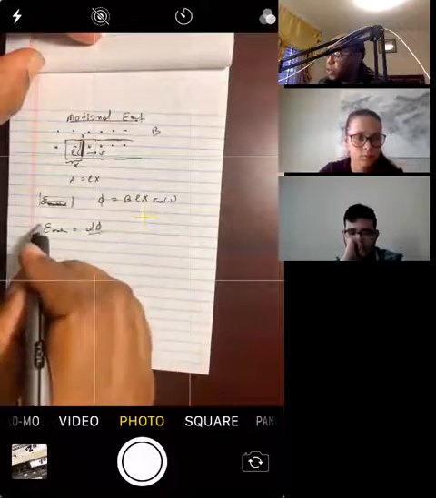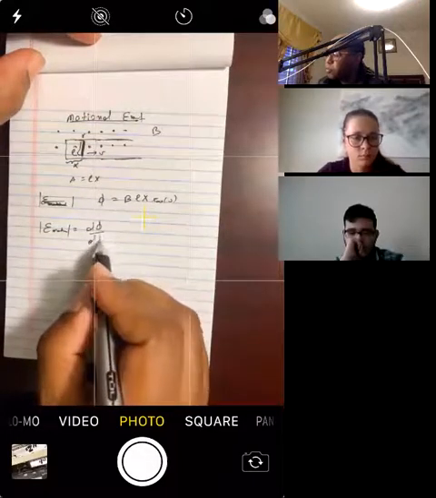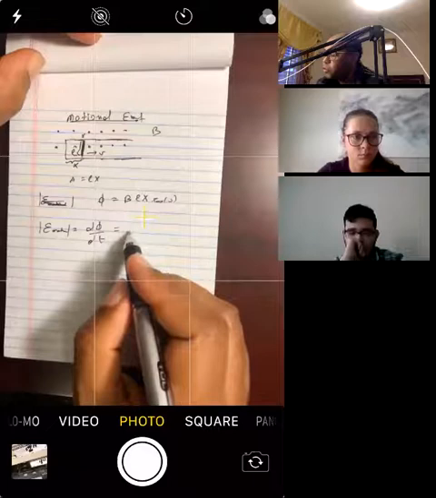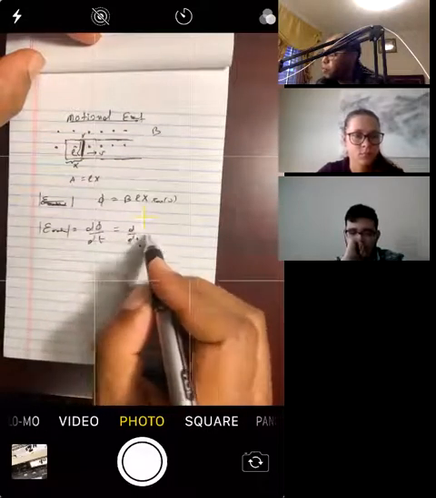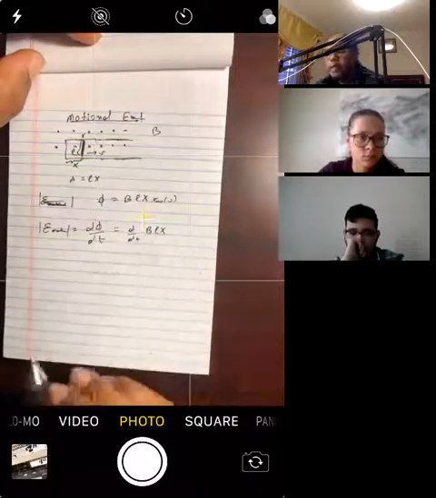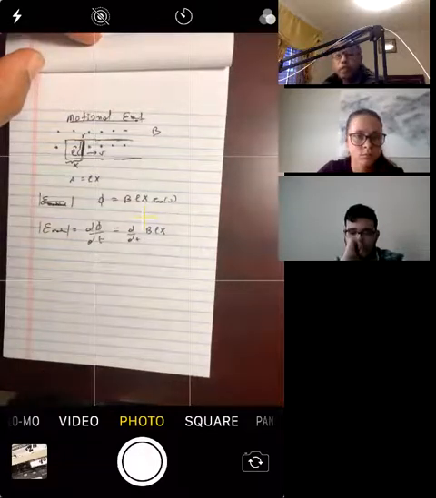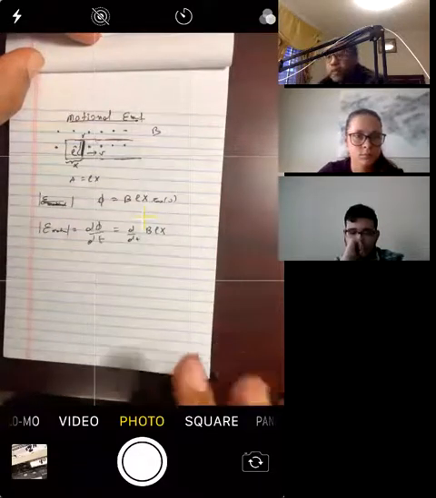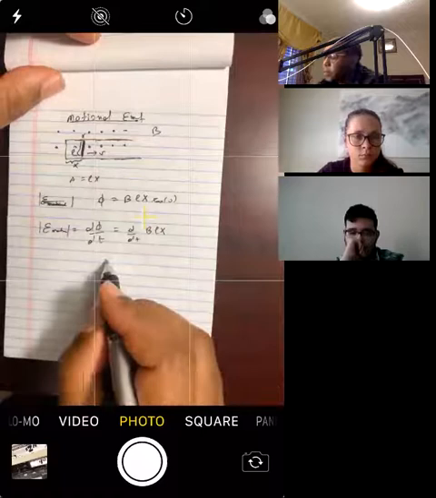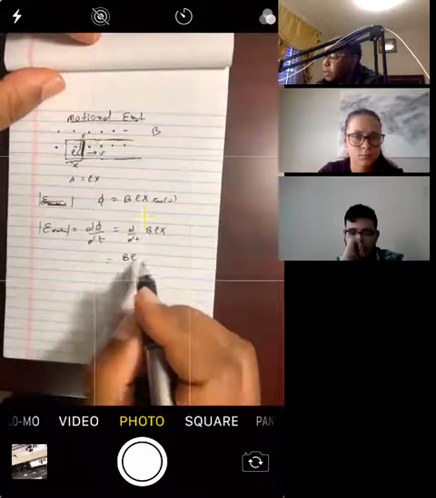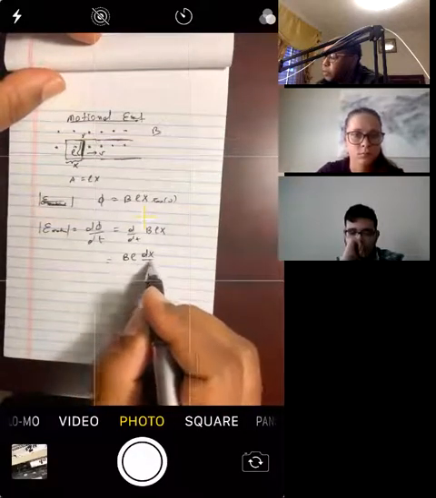If you're interested in sign, it's the derivative of the flux, okay? So it's just the derivative of B times L times X. The magnetic field and the length of the rod are constants, so we can take them out. So you've got B times L times the derivative of X with respect to time.